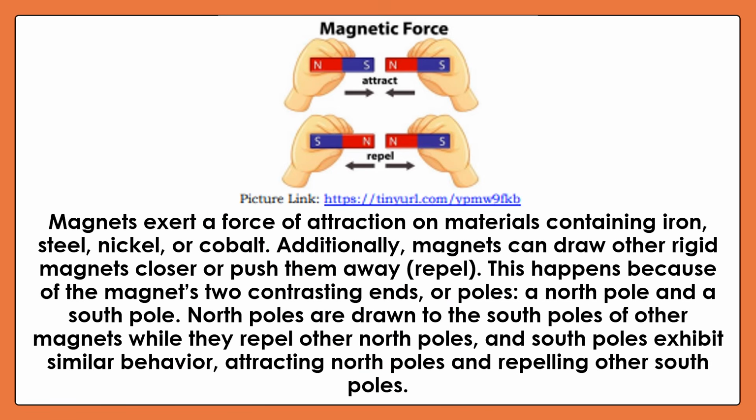Magnetic force. Magnets exert a force of attraction on materials containing iron, steel, nickel, or cobalt. Additionally, magnets can draw other rigid magnets closer or push them away, or repel. This happens because of the magnet's two contrasting ends or poles, a north pole and a south pole. North poles are drawn to the south poles of other magnets, while they repel other north poles, and south poles exhibit similar behavior, attracting north poles and repelling other south poles.